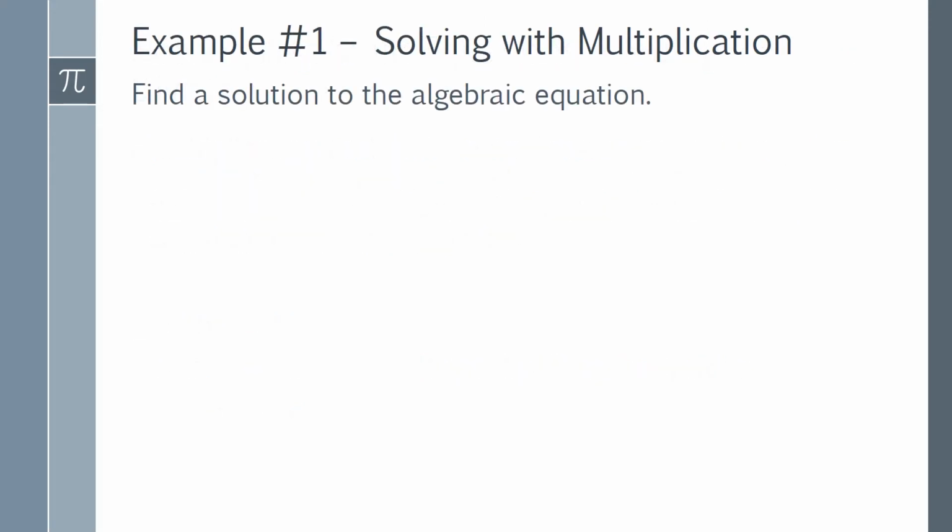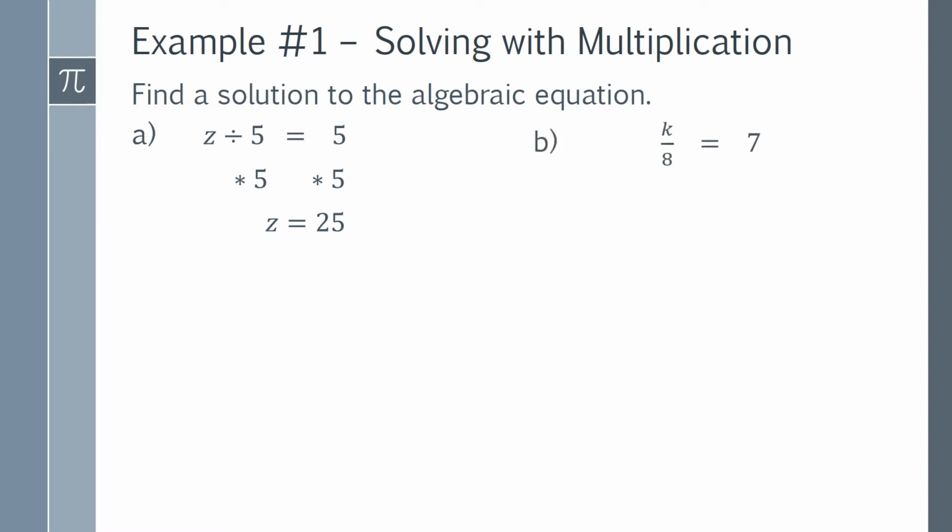Example number 1. Find a solution to the algebraic equation. Part A. z divided by 5 equals 5. Remember that we want to get z alone on the left-hand side, so we can multiply by 5 on each side. This will leave us with z equals 25, which is the solution to the equation.